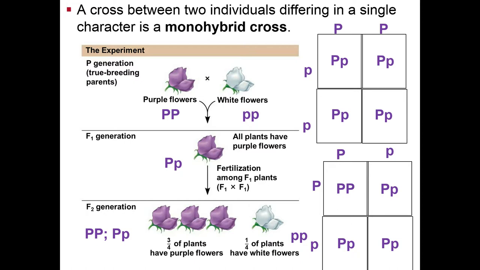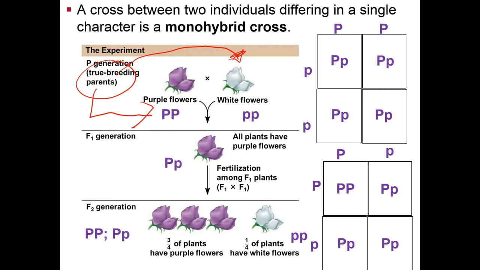Now, what I imply by true breeding is that the parents are homozygous. So the purple flower producing plant is homozygous dominant for purple flowers, and the white flower producing plant is homozygous recessive for white flowers in terms of their genotype.